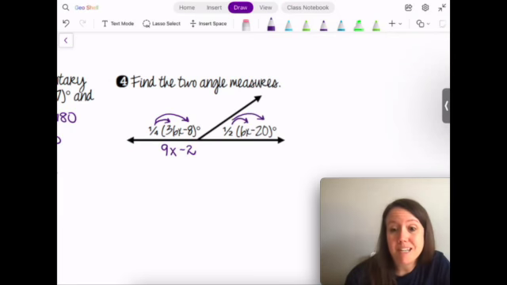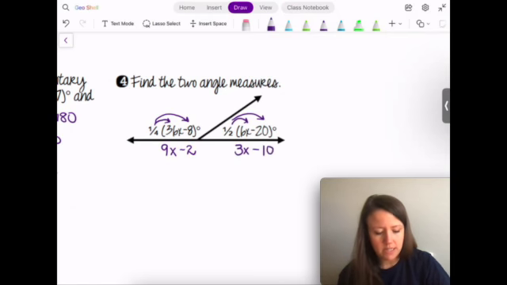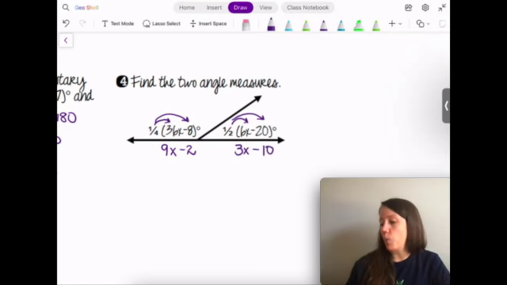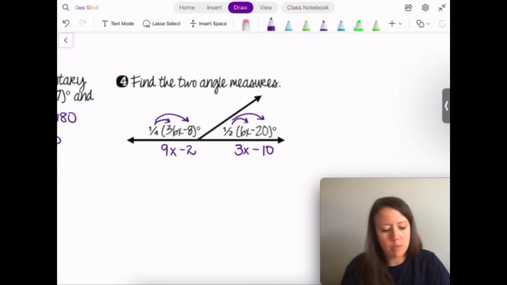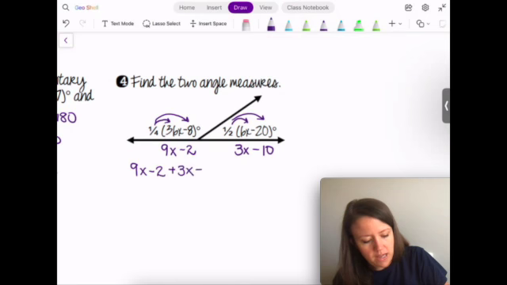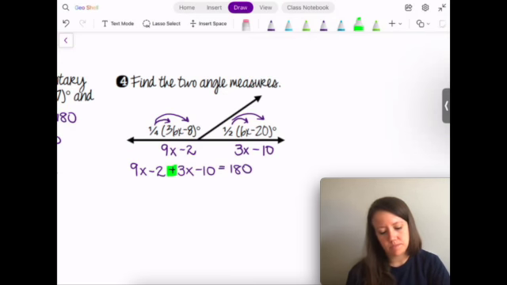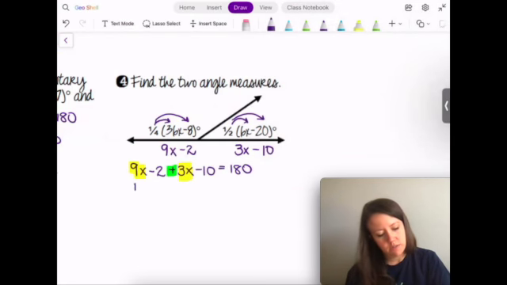For this one, I'm dividing by 2 instead of 4, so half of 6 is 3, and half of 20 is 10. Now I have something way more manageable to work with, and now the problem becomes just like the other problem. So take our 2 and sum them together to equal 180. When I say sum them together, the sign in the middle was plus. Combining my like terms, I have 9x and 3x, which is 12x. I have negative 2 and negative 10, which is negative 12.